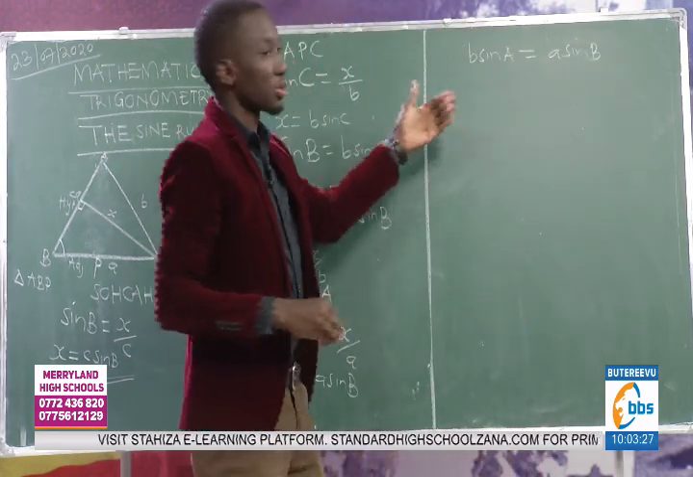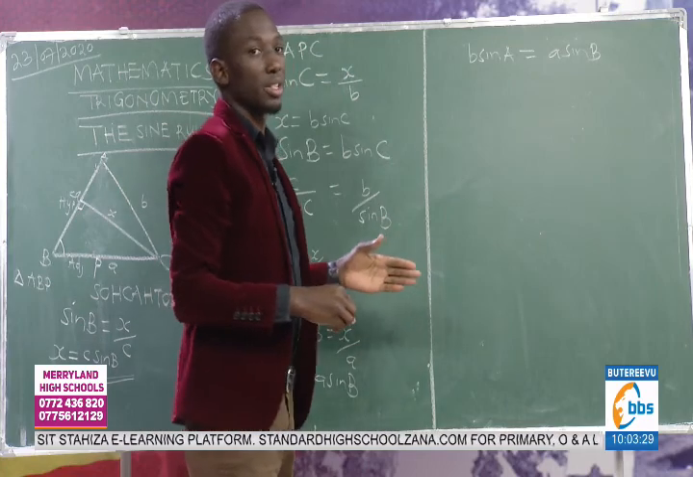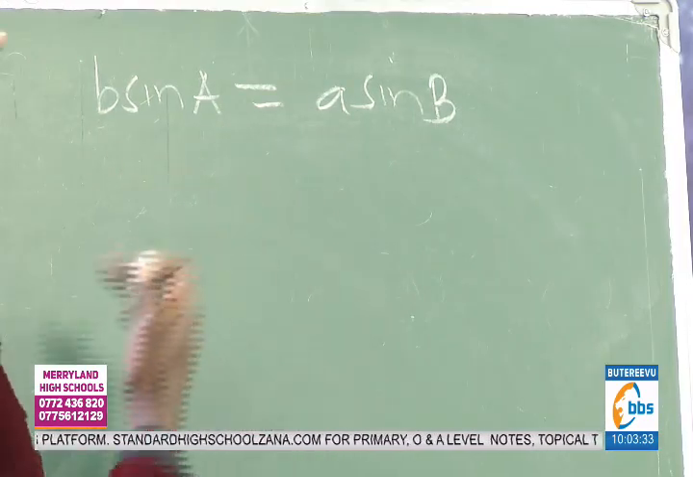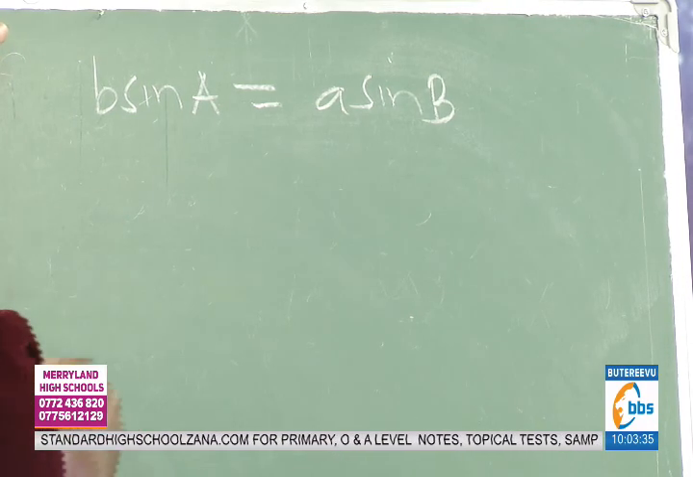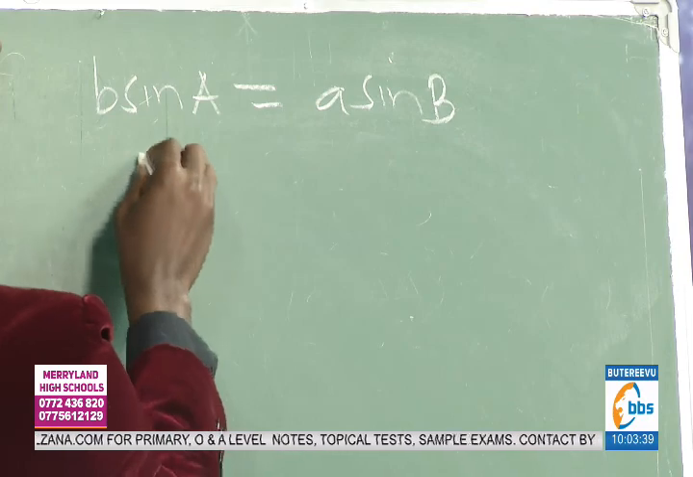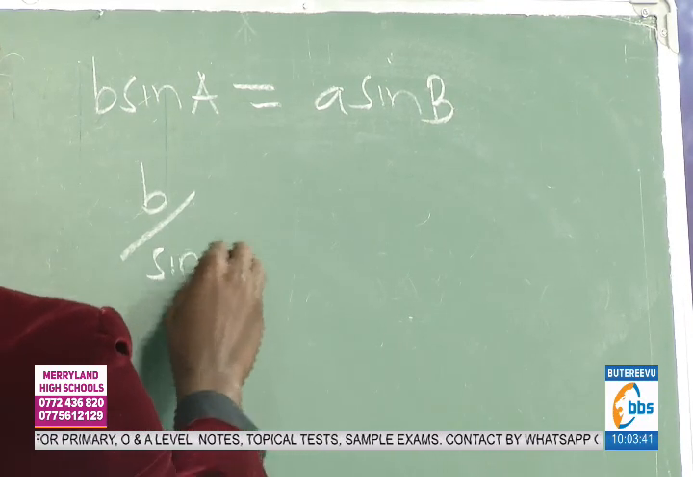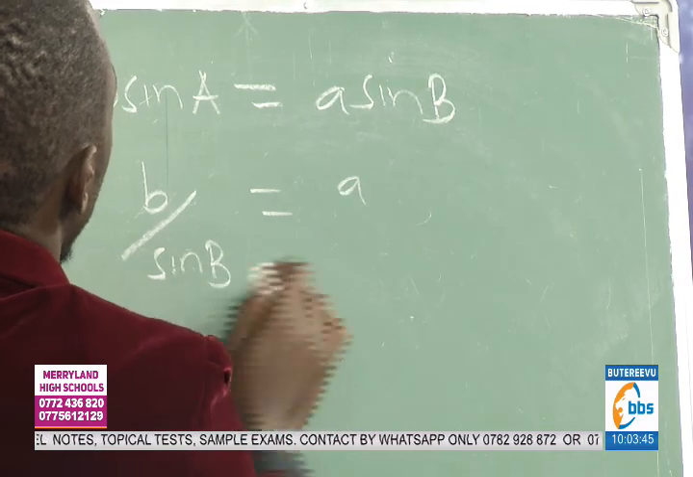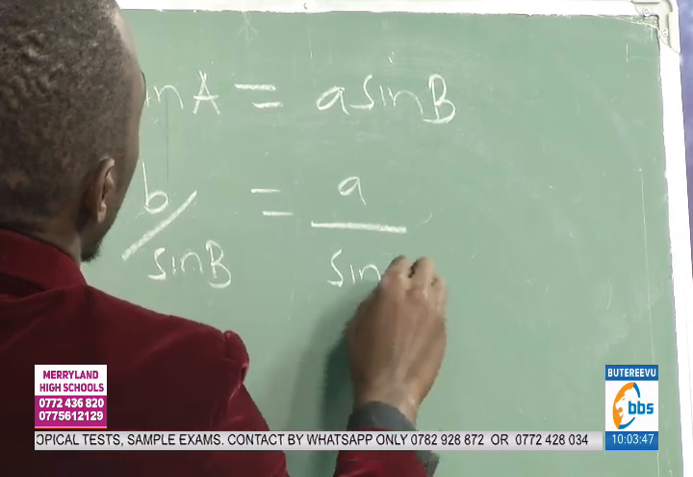I want to have the a's on one side and the b's on the other side. So I can divide by sine B, also by sine A, like what we have done in the previous proof. So I can divide by sine B, and end up having b out of sine B will be equal to a out of sine A.